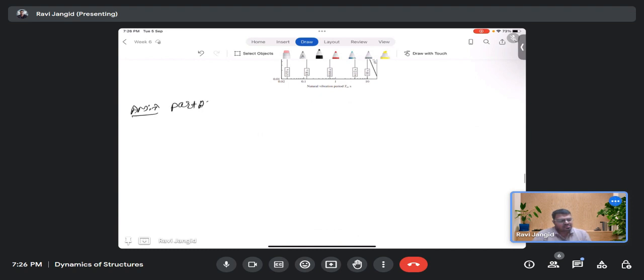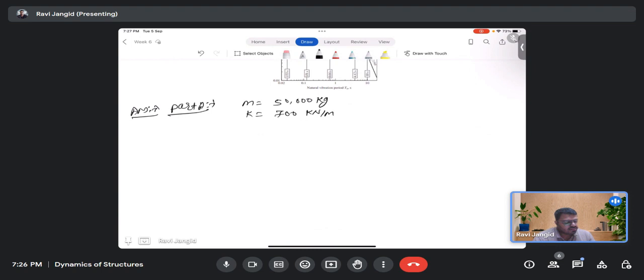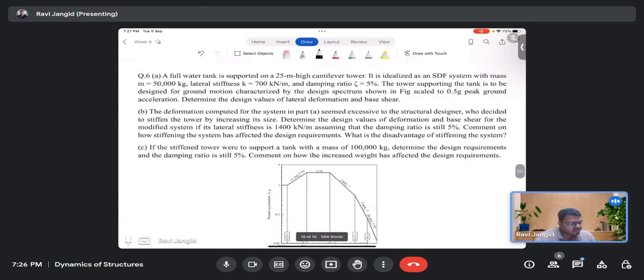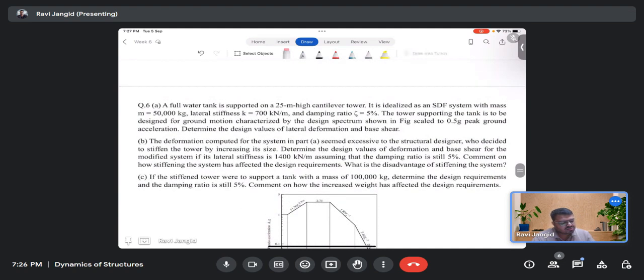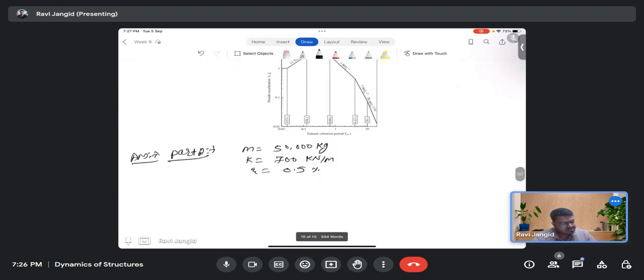In part A, we are given mass as 50,000 kilogram, stiffness as 700 kilonewton per meter, damping as 5%, that is 0.05. So can you give me the time period of the system so that we can find out the u naught?